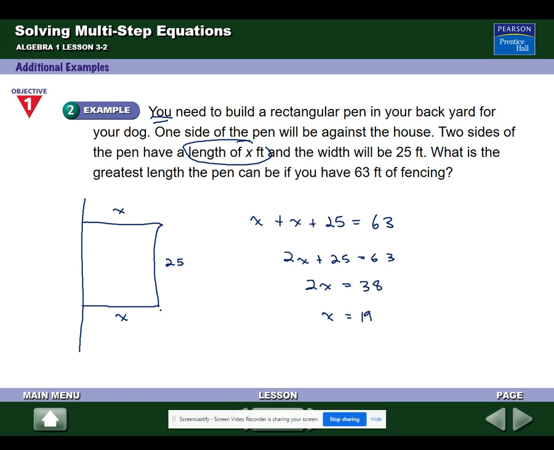You have 19, 25, and 19. You could check that real quick, make sure they do add up to 63. That would be like plugging 19 into these 2 variables right here, right? 19 feet. Moving on.